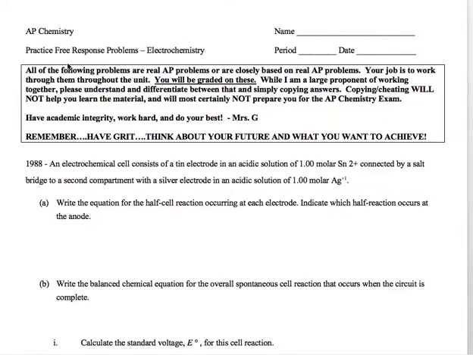This is the first video for the practice free response for Electrochem. This is the 1988 one talking about an electrochemical cell. So this is a voltaic cell, which means it's going to generate electricity. They tell you you have 1 molar of the tin electrode and 1 molar of silver. All standard voltaic cells will be at 1 molar.